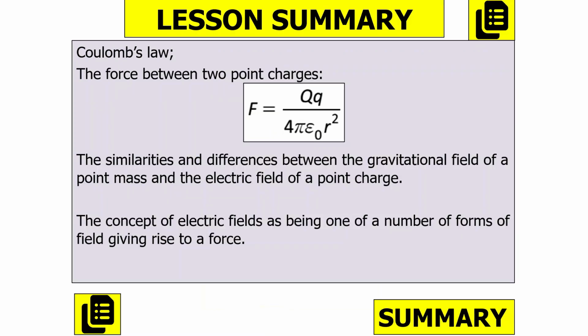So to summarise what we've looked at in today's lesson, we know Coulomb's law, which is that the force between two point charges is equal to Q1 Q2 over 4 pi epsilon 0 R squared. We've looked at the similarities and differences between the gravitational field of a point mass and the electric field of a point charge, and then finally looked at the concept of electric fields as being a form of field giving rise to a force.